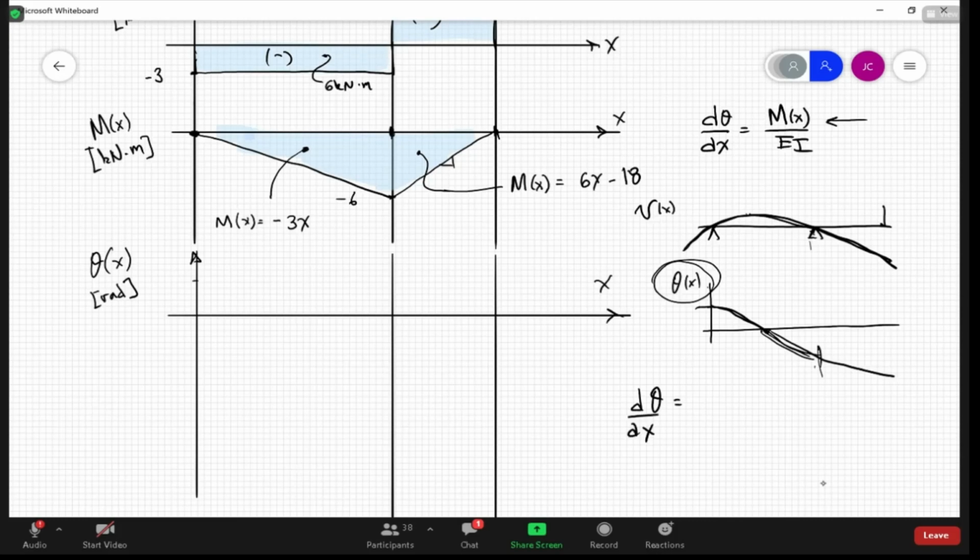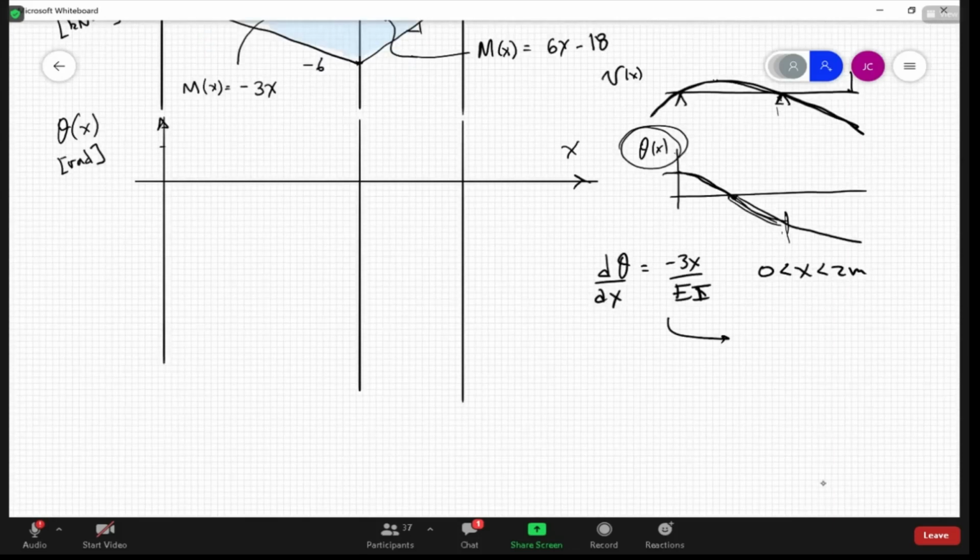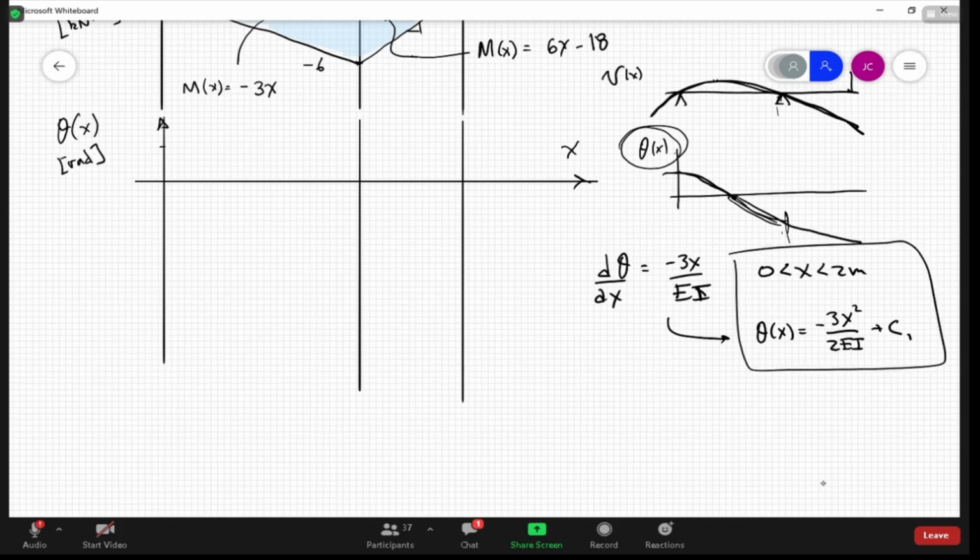The derivative of theta of x is going to equal 1 over EI minus 3x over EI. This is for x between 0 and 2 meters, right? So this is going to give us, in that first region, that the antiderivative, theta of x, is going to equal minus 3x squared over 2EI plus some constant of integration. I'll call it C1, right? This is between 0 and 2 meters.